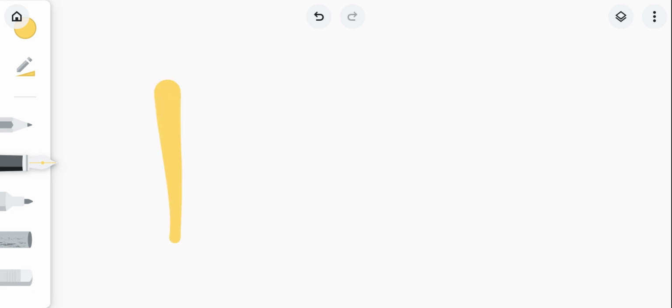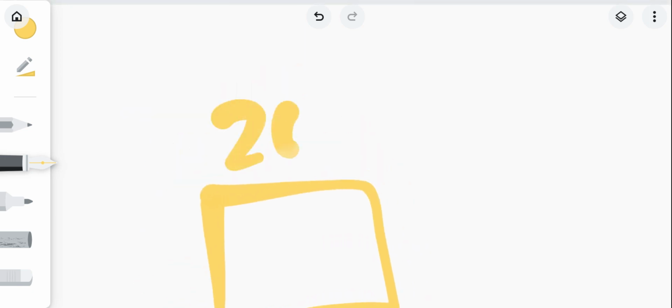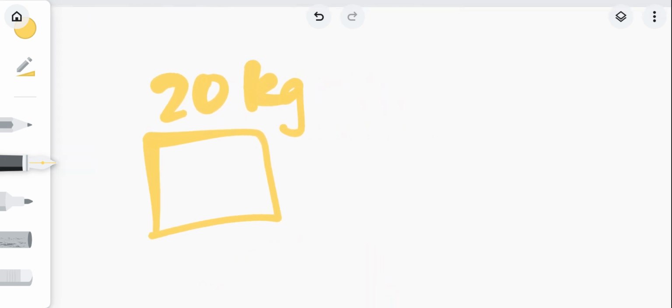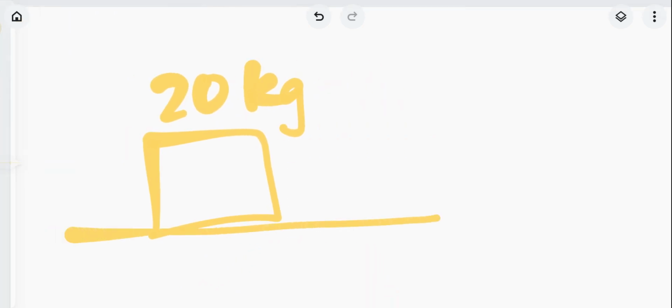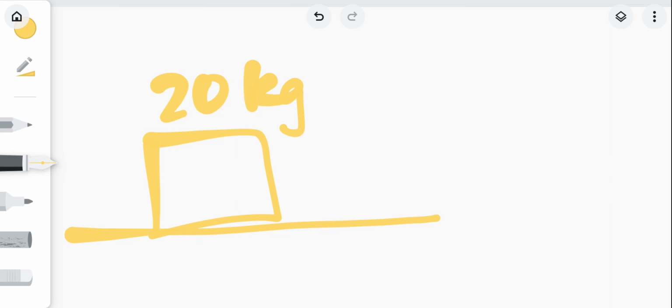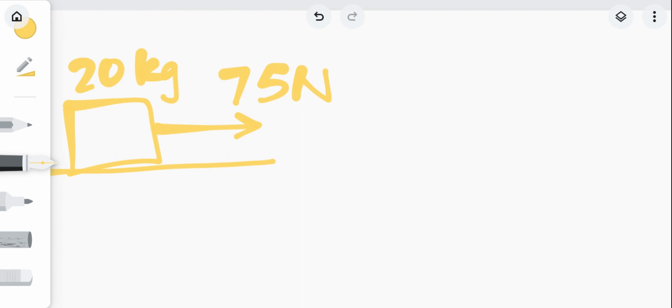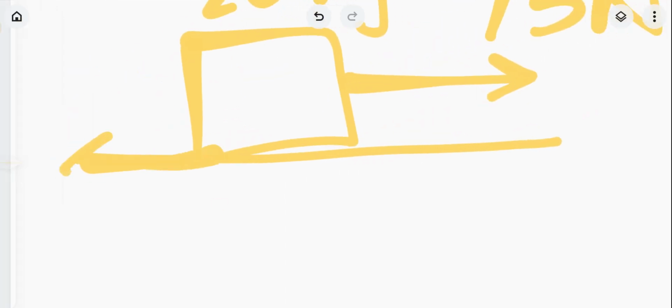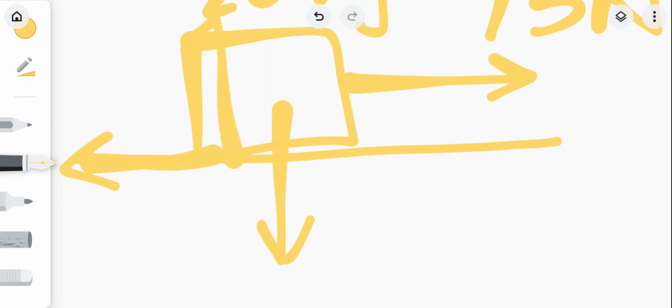Alright, so here is our box. It tells you that it's 20 kilograms. It is initially at rest. So when you apply a force of 75 newtons when it's at rest, it moves, right? And there's friction here. Of course, mg and normal force as well. But we only care about our horizontal forces at this point.